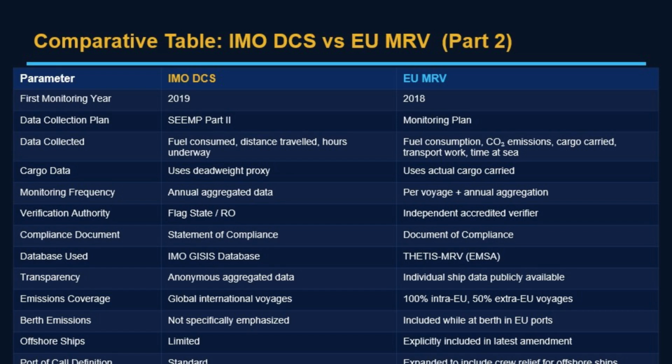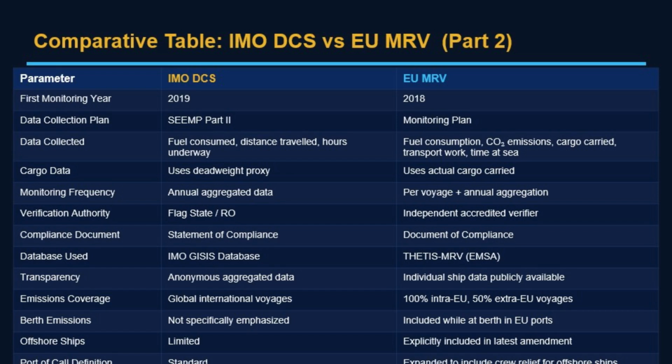Another important difference concerns cargo reporting. IMO DCS generally uses capacity-related indicators, such as deadweight. EU MRV uses actual cargo carried for many ship categories. Monitoring frequency is also different. IMO DCS reports annual aggregated data. EU MRV records voyage-level information and then prepares annual reports.